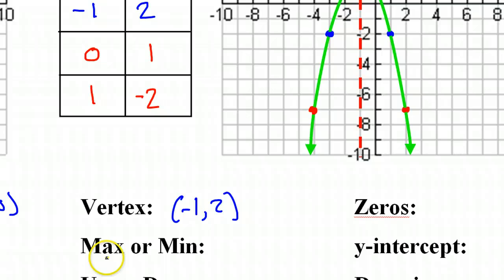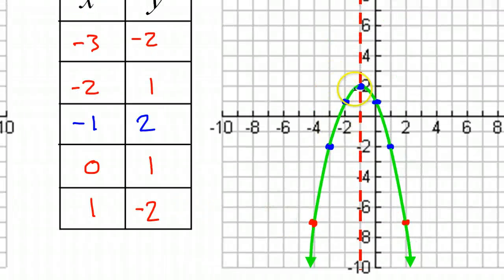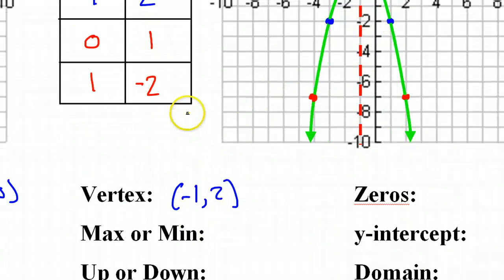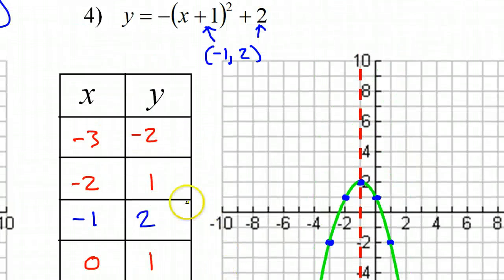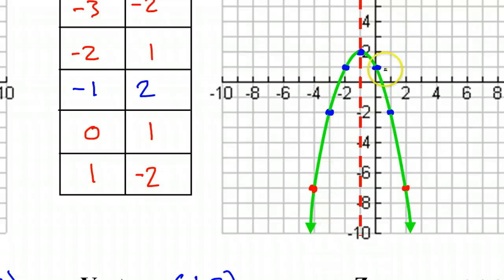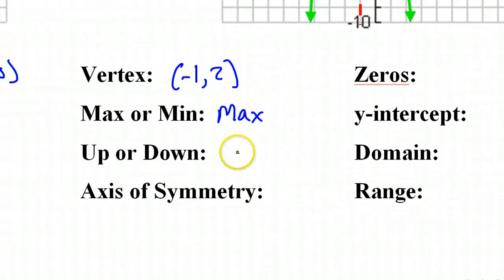Is this vertex a maximum or a minimum? Well, this vertex is at the top of this mountain. It's the highest point on the graph, so clearly that is a maximum. Does the parabola face up or down? We knew from the beginning that it would face down because it has a negative a value, and we graphed it, and sure enough it's facing down.